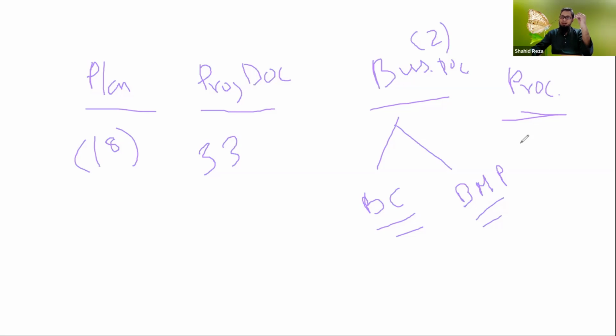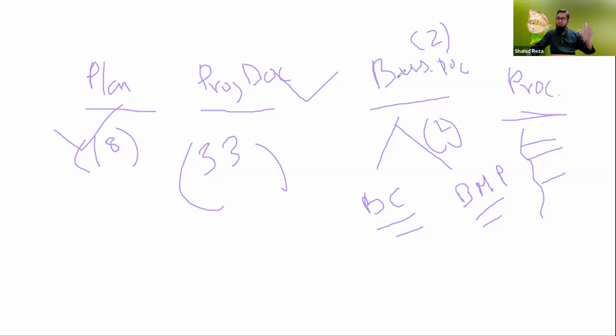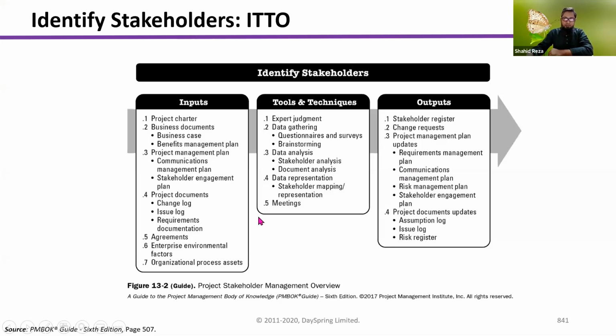So that's why the names of the main documents that are generally used in procurement are mentioned in PMBOK, but the total number is not mentioned because it is not possible to mention. So 18 are planning documents, 33 are project documents, 2 are business documents that we have already discussed in chapter 1, and the others are procurement documents. Okay, so let's now see the detail. In some tools and techniques we'll see detail.